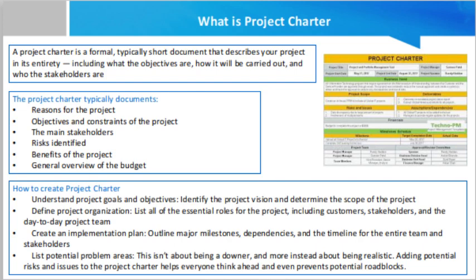Create an implementation plan: outline major milestones, dependencies, and the timeline for the entire team and stakeholders. List potential problem areas. This is not about being a downer, but instead about being realistic. Adding potential risks and issues to the project charter helps everyone think ahead and even prevents potential roadblocks.